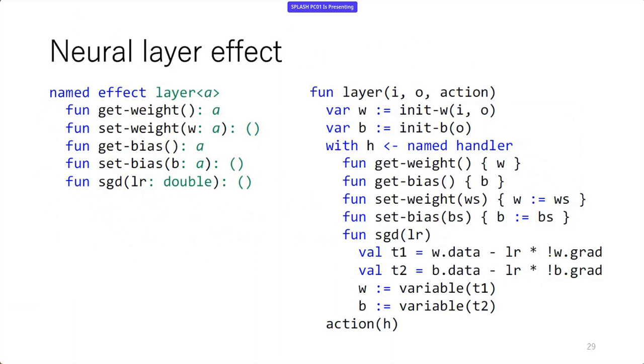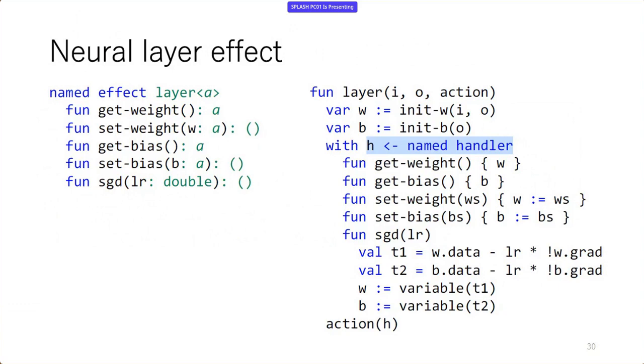And in the handling function layer, we use a named handler, which interprets get and set just as we do in the ref handler. And then we implement the SGD operation in the same way as the previous implementation that uses control operators.